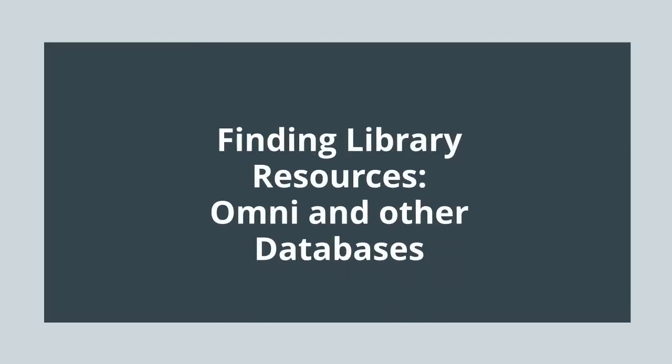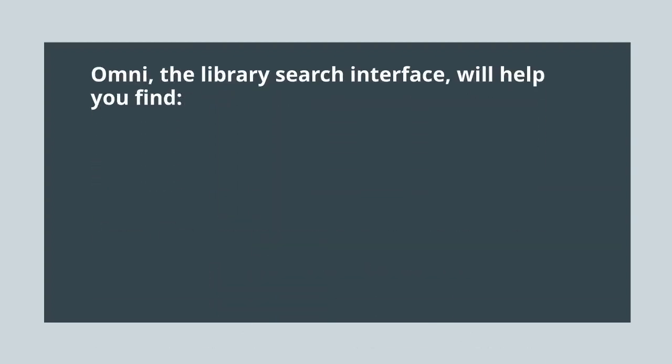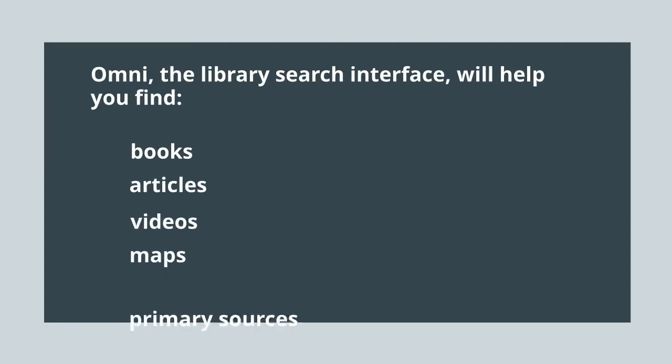Welcome to this video on finding library resources. To start your library research, use Omni. Omni, the library search interface, will help you find books, articles, videos, maps, primary sources, and all other library materials.